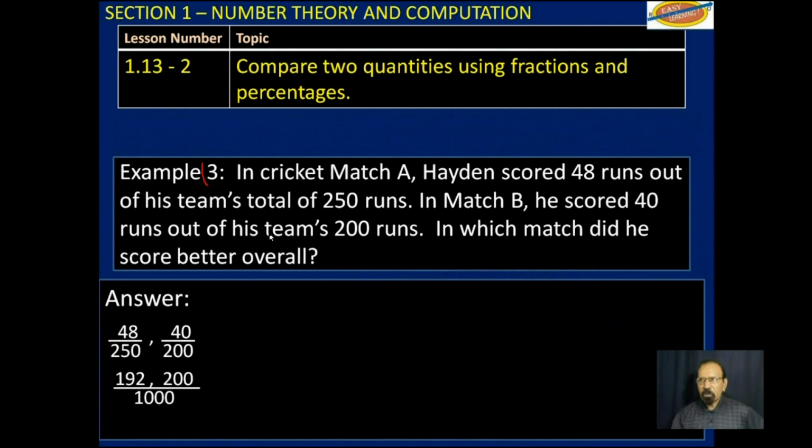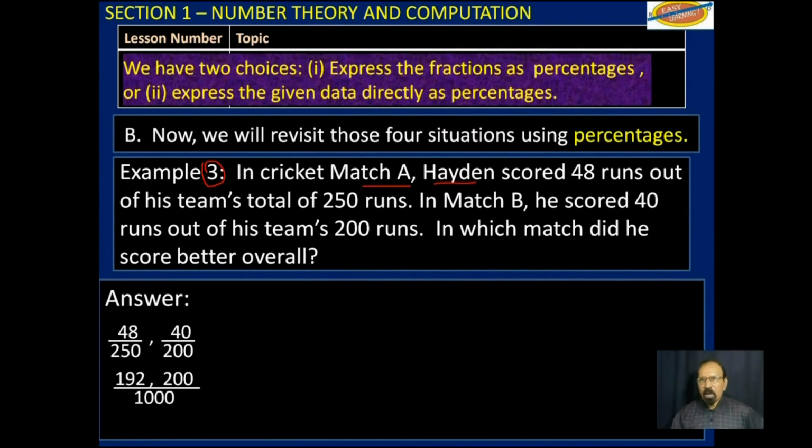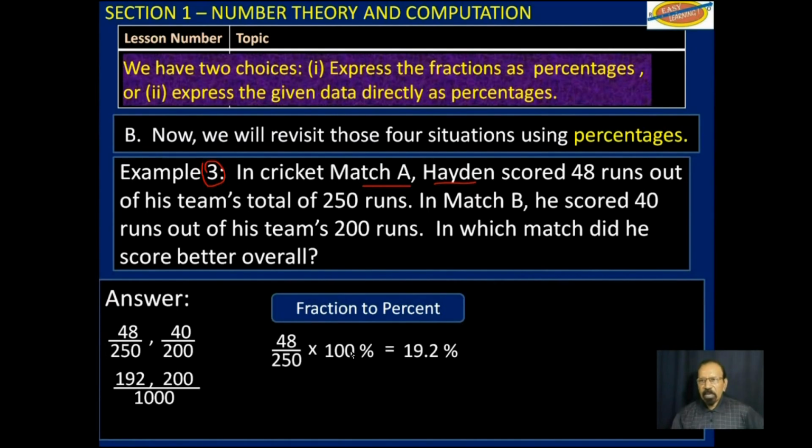So we go back to example 3 about this cricket match and Hayden. So as I said, you have 2 ways of doing this. Let's look at the first way, carrying the fraction to percent. So 48 over 250 multiplied by 100, and you get 19.2%. And then 40 over 200 multiplied by 100, and you get 20%. It's not much more, but it is more. As you could see here, go in the fraction way.